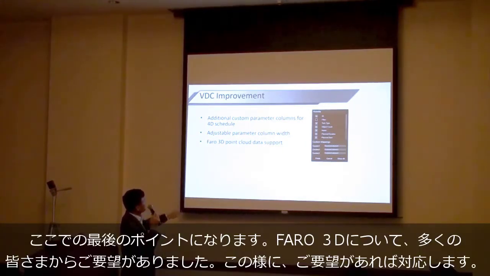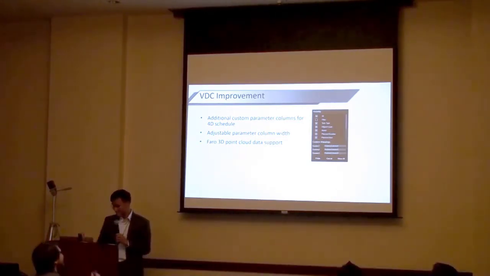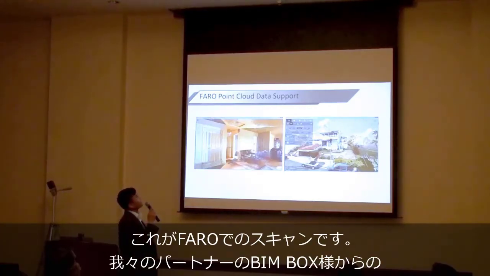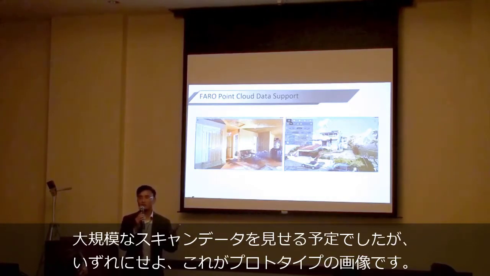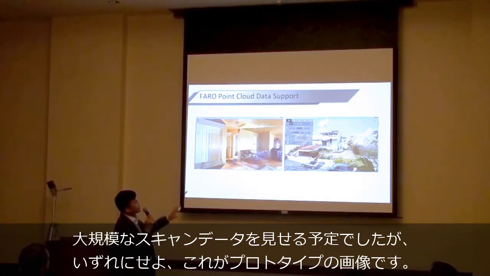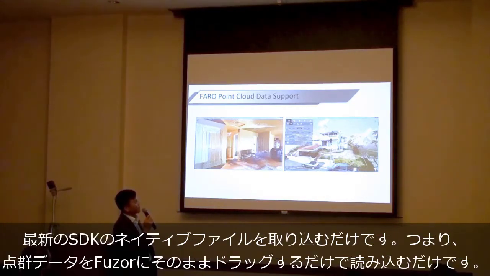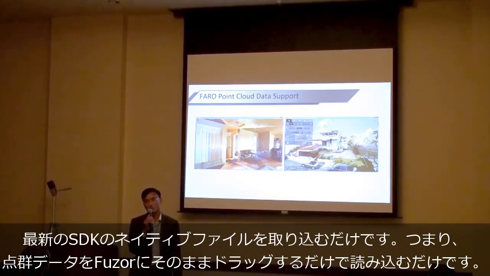And this last point here, Faro 3D, is highly requested. Seems like everyone wants it. Well, guess what? You get it. You ask for it, you get it. So here is the Faro scan. I think our Beanbox partners here actually have some large scan files supposed to be showing, but anyway, this is the prototype. We just got the latest SDK incorporated, so it's native. Feel free to drag your point cloud data into Fuzor. It would just work.